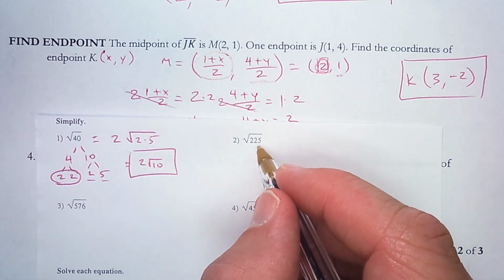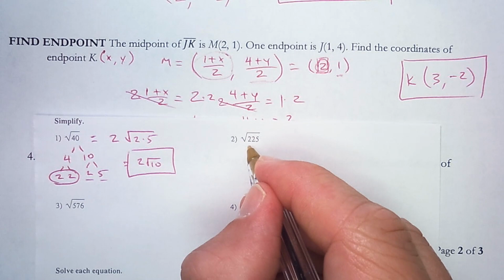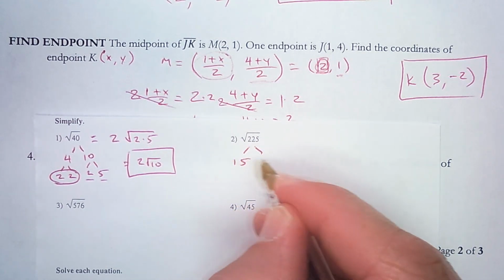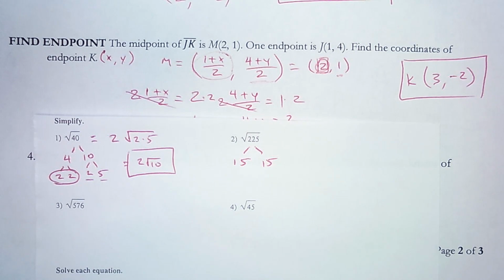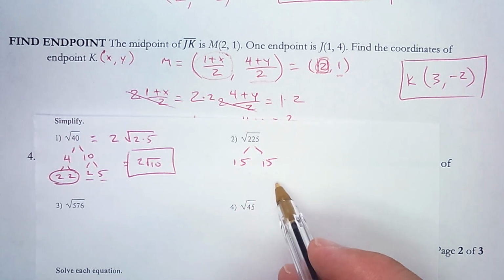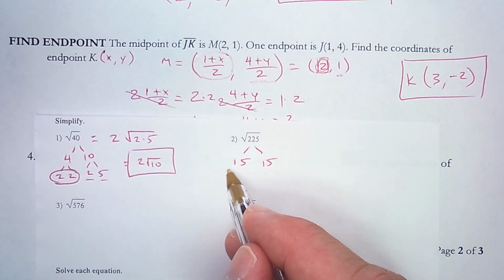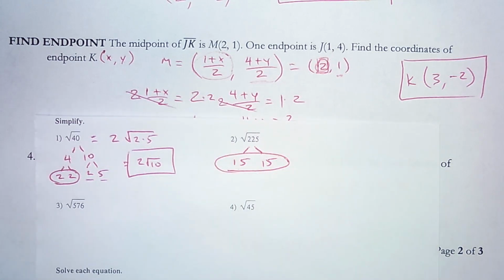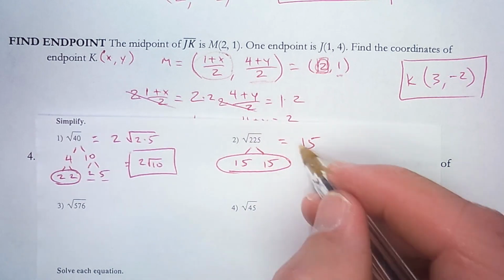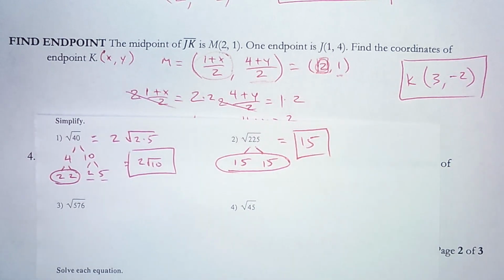225, this is actually a square number, and I say that because its square root is a whole number. 225 is 15 times 15. Now I could break this down into 3 times 5 and 3 times 5, but that would give me the same thing as if I quit here. When I have a pair, I can quit. 15 comes out, and there's nothing left over to stay in.